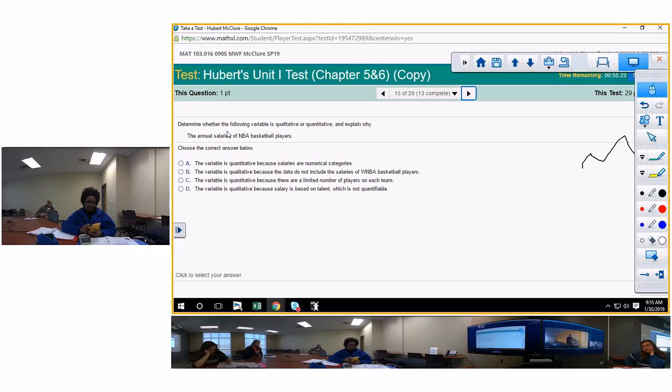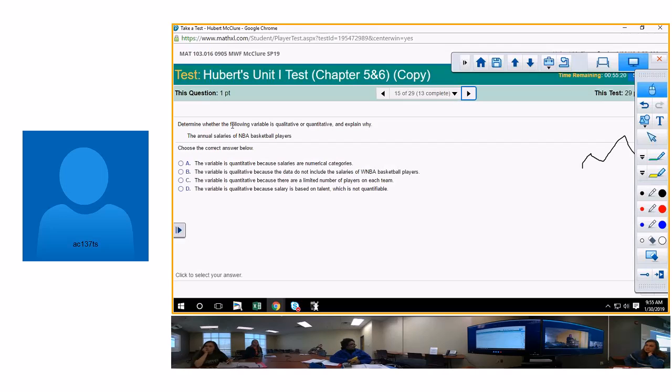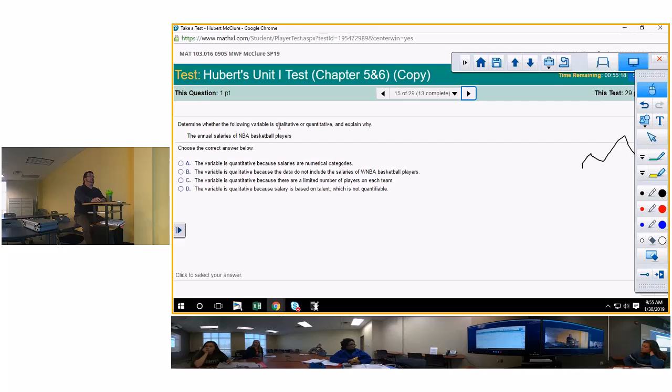Determine whether, okay, this is another easy one. You should not miss this one. Determine whether the following variable is qualitative, that means blonde, brunettes, redheads, or quantitative, weights, salaries. So what is this one? It's quantitative. So it's either A or C. Which one is it? A. The variable, because salaries are numerical.